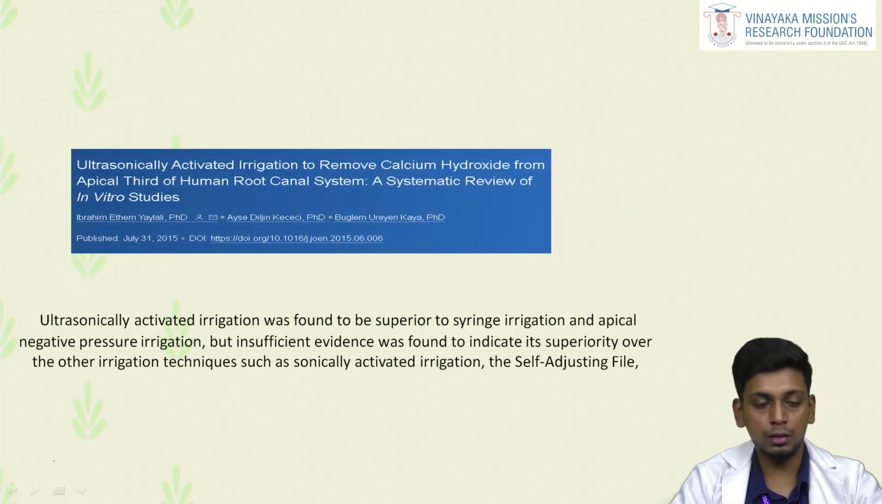Next we have an article on ultrasonically activated irrigation to remove calcium hydroxide from the apical third of the human root canal system. It is a review article. This was given by Yahali et al. They concluded that the ultrasonically activated irrigation was found to be superior to syringe irrigation.